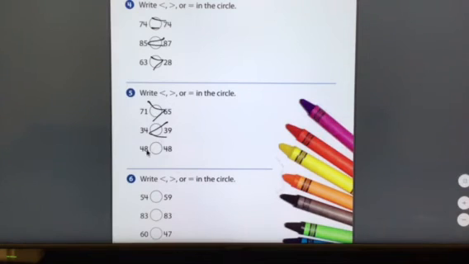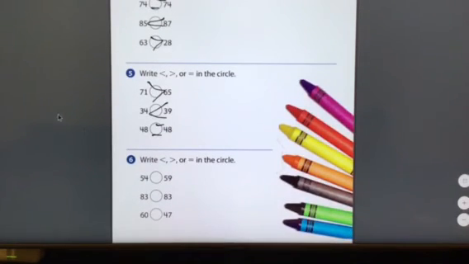Next, you have 48 and 48. When the numbers are the same, they are equal. Correct. You should have the equal symbol written inside the circle there.